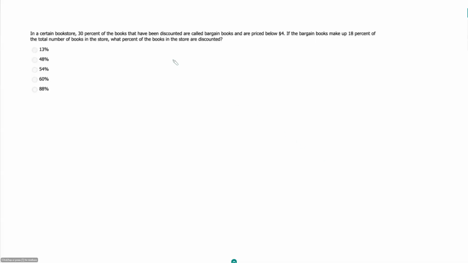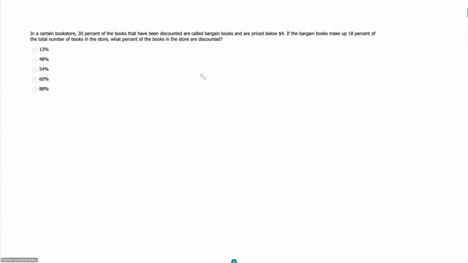In a certain bookstore, 30% of the books that have been discounted are called bargain books and are priced below $4. If the bargain books make up 18% of the total number of books in the store, what percent of the books in the store are discounted? So I've been waiting to get this problem because I contend that this problem has a mistake in it.